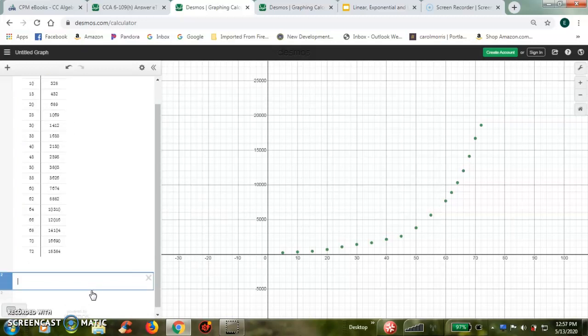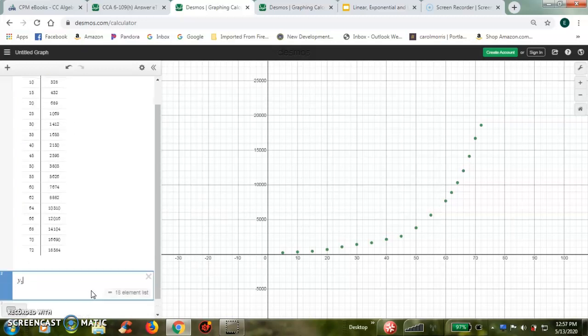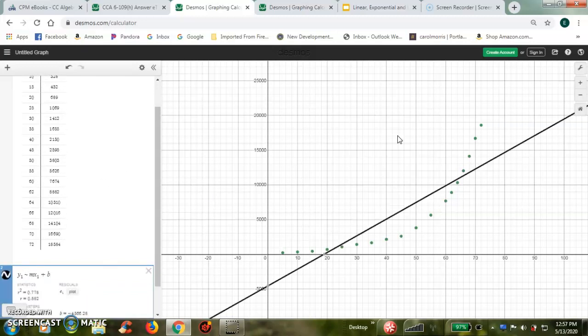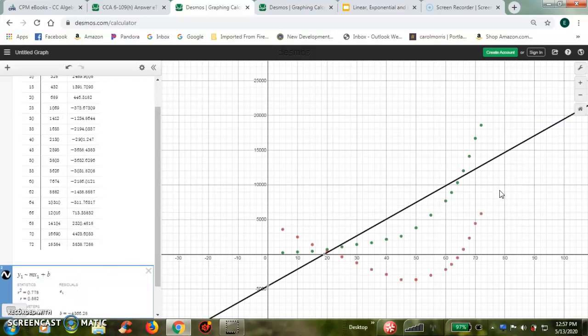So let's go ahead and put in the linear regression model, right? So mx1 plus b, and you can see really clearly that is a terrible fit. And if we do the residual plot on this, that's very clearly like, wow, that's not cool. So it's making a curve itself.